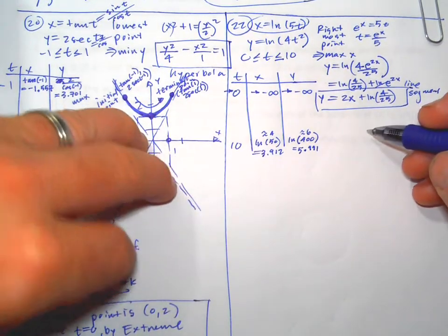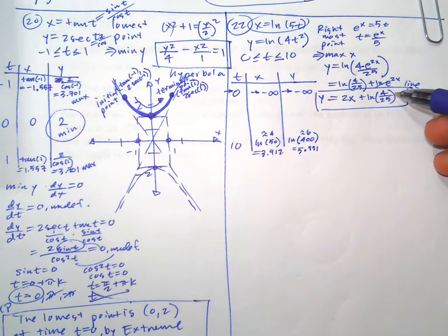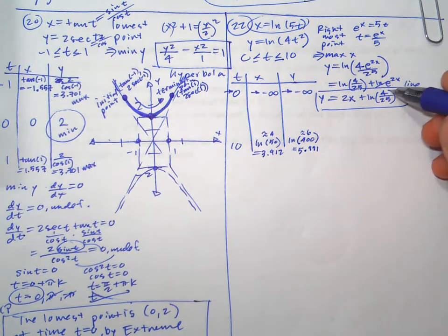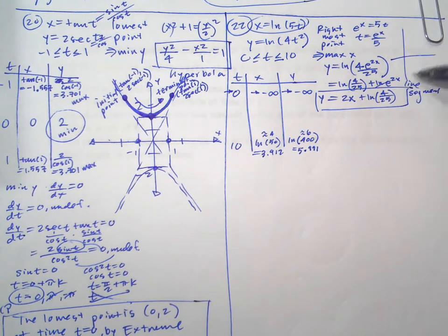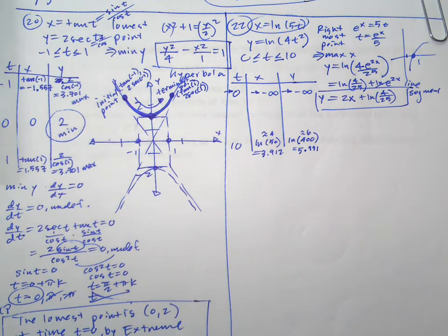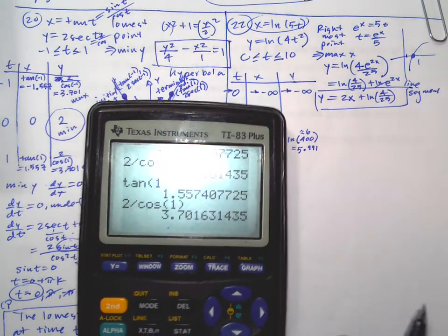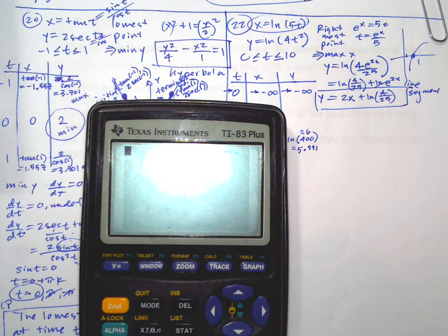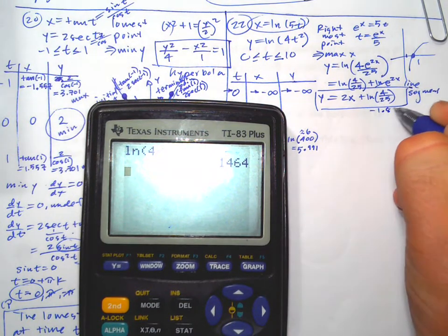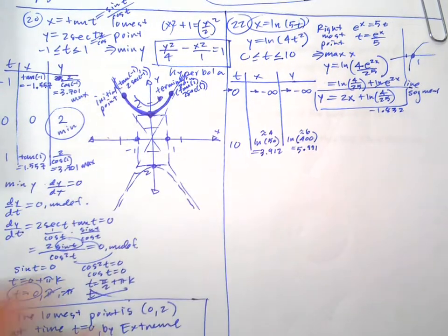It's a line. Now, natural log of 4/25 is for sure negative because the natural log graph, here's 1, and 4/25 would be like right here. It's probably a big negative number. I don't know. So on your calculator, let's see what it is. Natural log of 4/25. It's hard to estimate these ones. No, it's not that big. Negative 1.832. Okay, so it's a line.